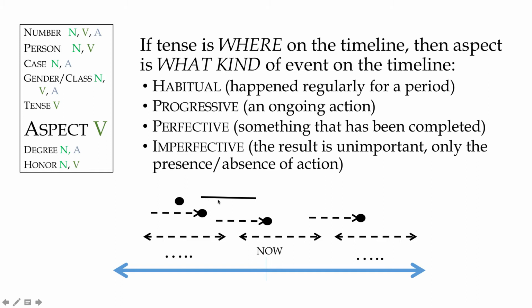So something like, Я читал книгу, I read a book in Russian. That is an imperfective form of read. It just sort of means, okay, some reading of a book happened. Reading of a book existed. Whereas я прочитал книгу, which would be a perfective form, shows that there was reading of a book, and then boom, it came to a stop.